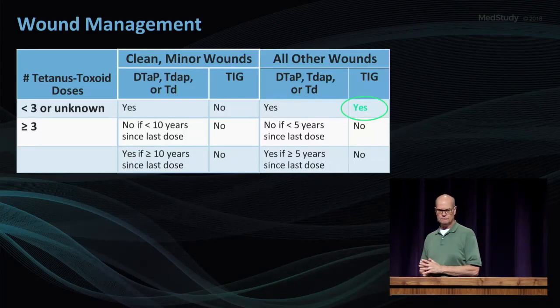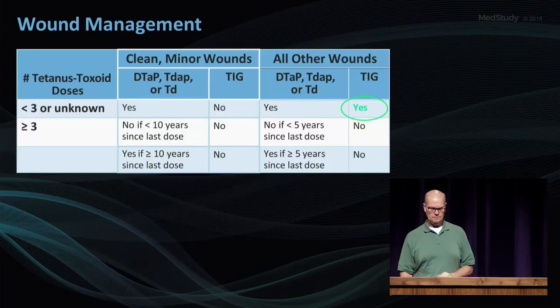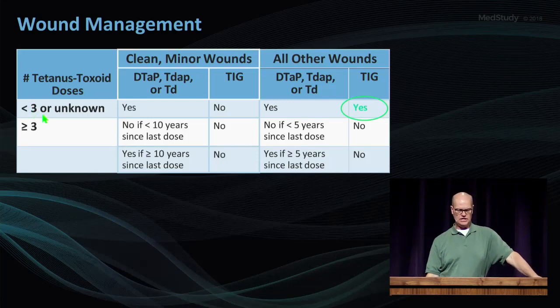What about wound management? The easy thing to keep in mind is the key is if there are under 3 previous doses and the wound is dirty, that's the only time immune globulin is recommended. In all the other 5 scenarios, immunoglobulin is not recommended. So if you just memorize this one, less than 3, dirty, yes. Otherwise, the answer is to immunize, but not to use tetanus immune globulin.